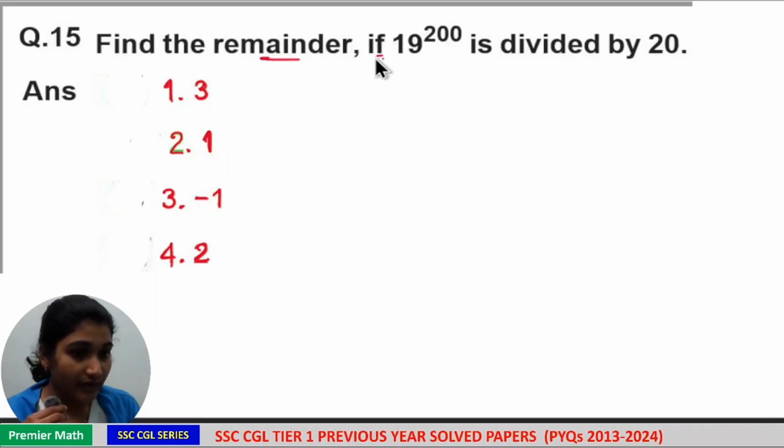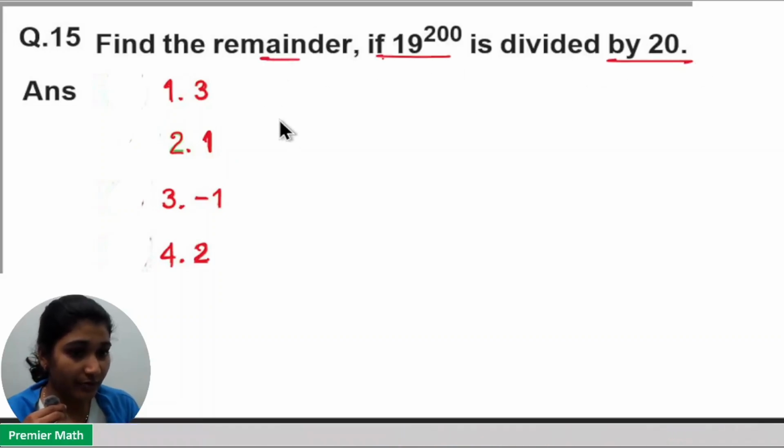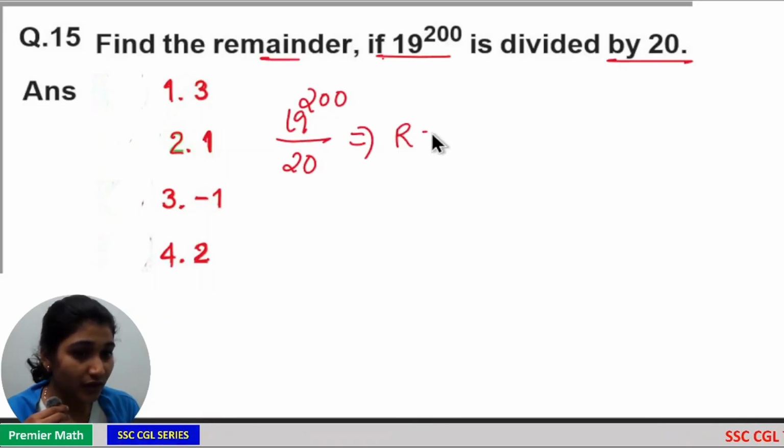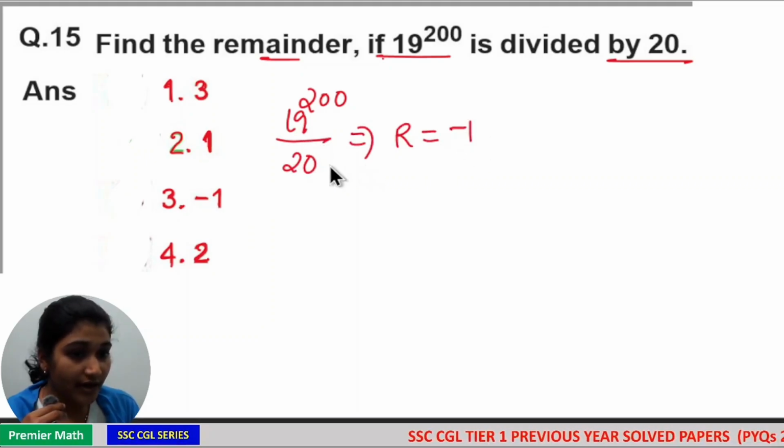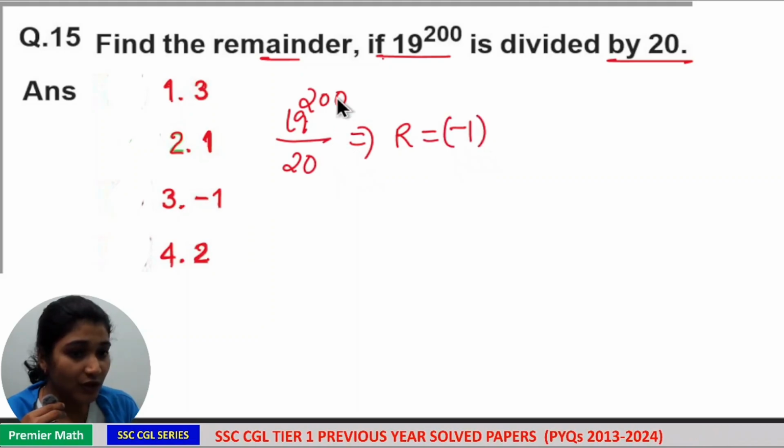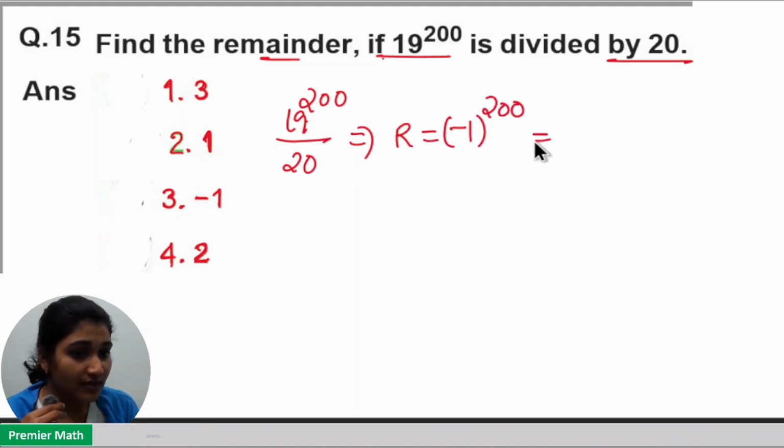Find the remainder if 19 raised to 200 is divided by 20. Difference between 19 and 20 is 1. In that case, there is a shortcut. 19 is 1 less than 20. That is 19 minus 20 is equal to minus 1. So minus 1 raised to 200 is the remainder, which is 1. Option 2 is your answer.